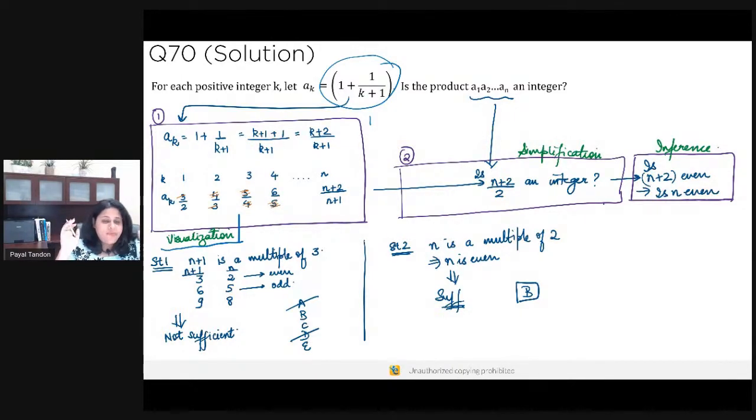Yes. So again, the key thing over here is whenever you see a complicated expression, you need to take a deep breath and just understand there is nothing complicated about it. GMAT is not a complicated test when it comes to quant or in fact verbal as well. It's all logic. It's all patience. Just break it down into smaller parts. Break it down, take one step at a time. AK is equal to 1 plus k, 1 over k plus 1. You have to understand what AK is. Is the product A1, A2, AN an integer? You have to simplify that.